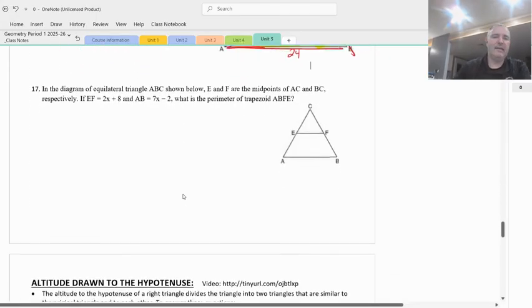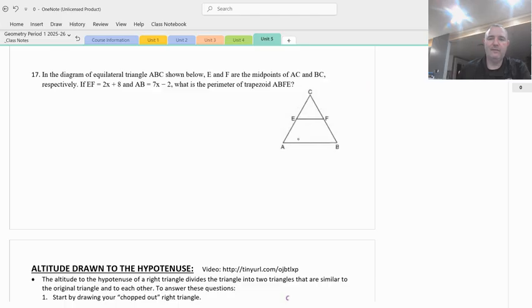All right, number 17. If EF is 2x plus 8 and AB is 7x minus 2, what is the perimeter of this trapezoid ABFE? So first thing we want to do is figure out what x is, okay? And we also want to carefully read and notice that this is an equilateral triangle. So this whole piece is also 7x minus 2, and this whole piece is also 7x minus 2.